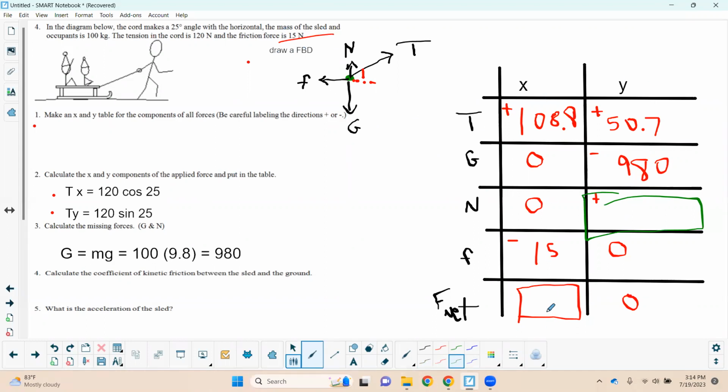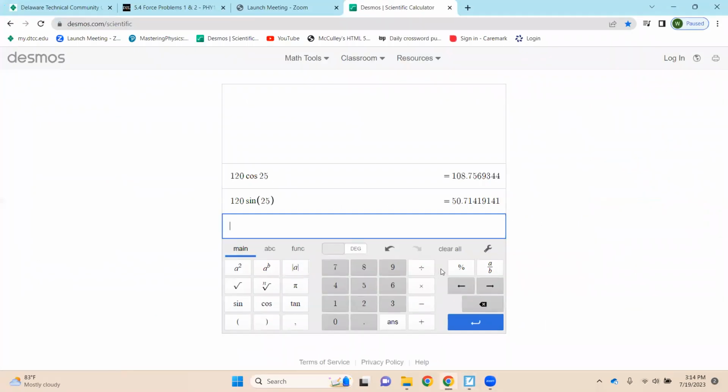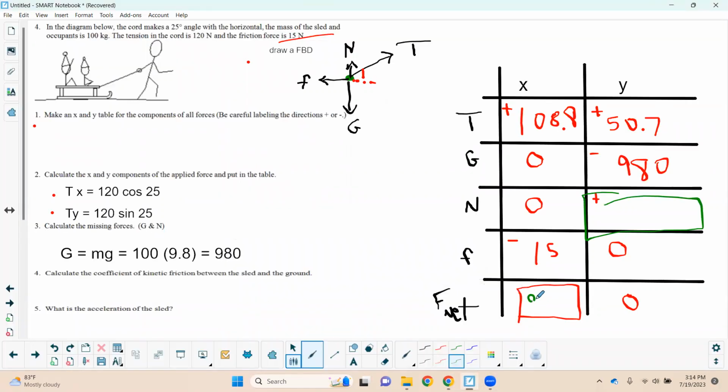So I'm going to solve for the net force in the X, and I'm going to solve for the normal force in the Y direction. So I'm going to add 108.8 and subtract 15. So that's 108.8, and I take away 15. That is 93.8. So this value here is 93.8.